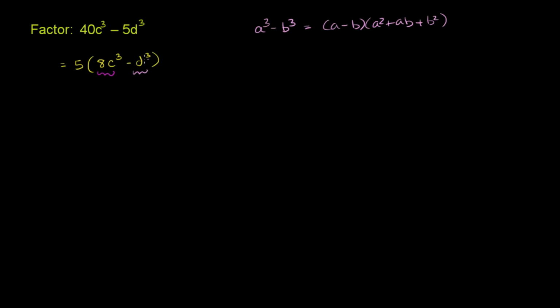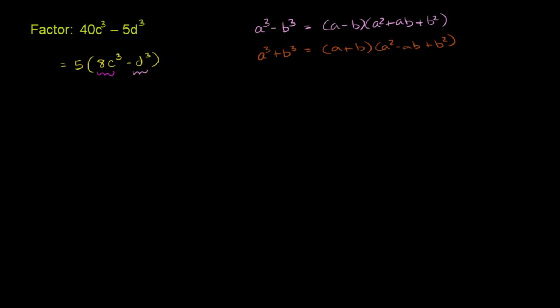And just so you don't get it confused, the other pattern we know is the sum of cubes. The sum of cubes is a to the third plus b to the third, and that factors out to a plus b times a squared minus ab plus b squared. So when you have a negative sign here, this is a negative, this is a positive. When you have a positive sign here, this is a positive, and that is a negative.